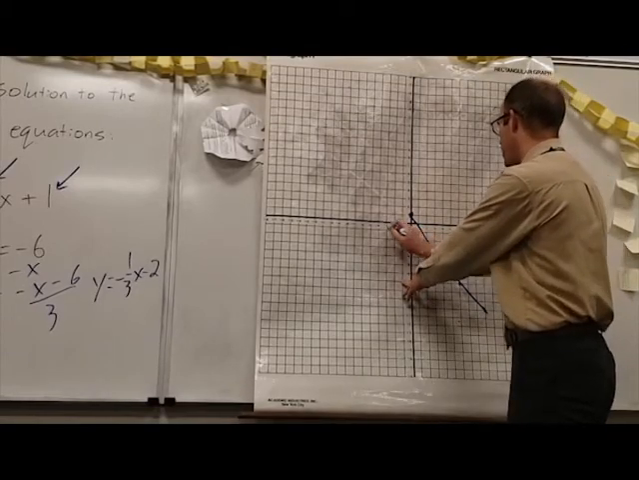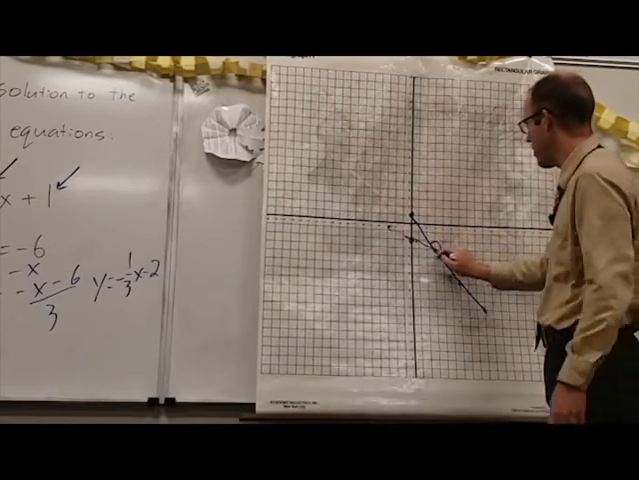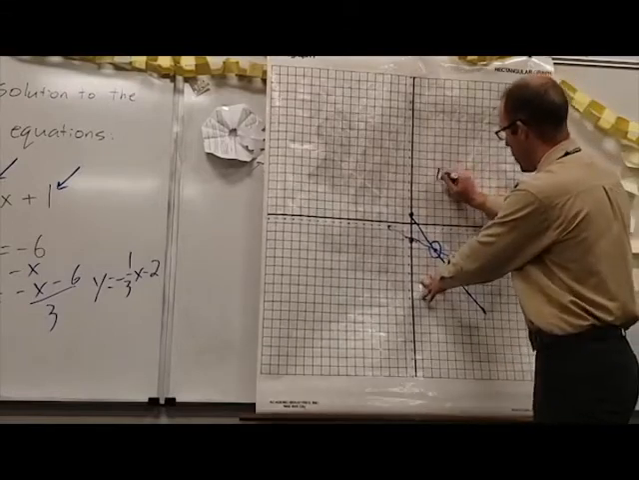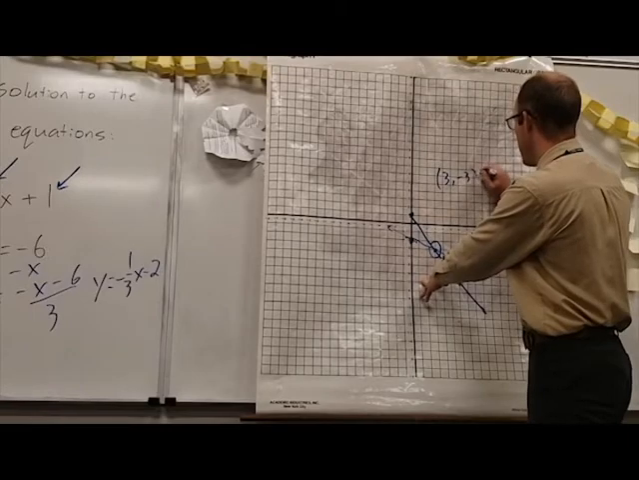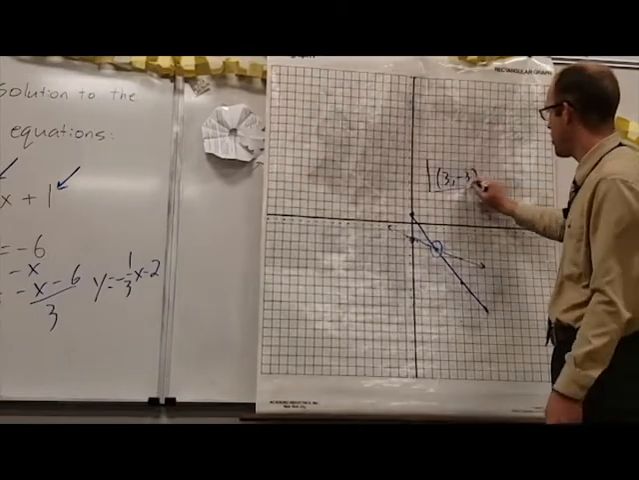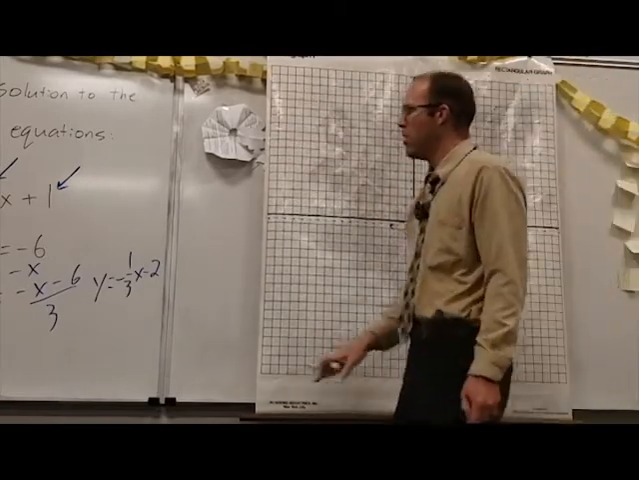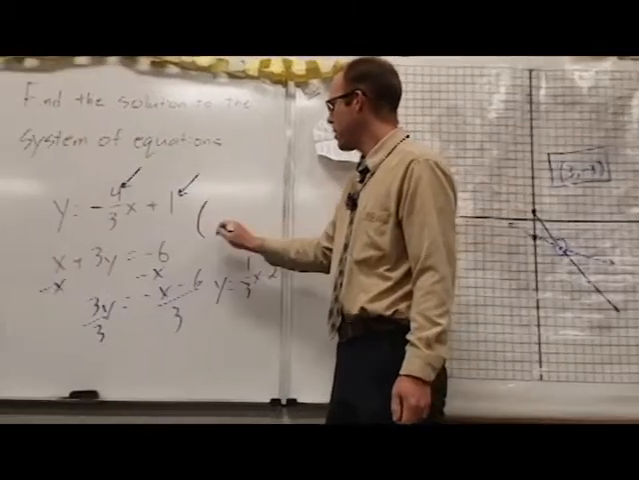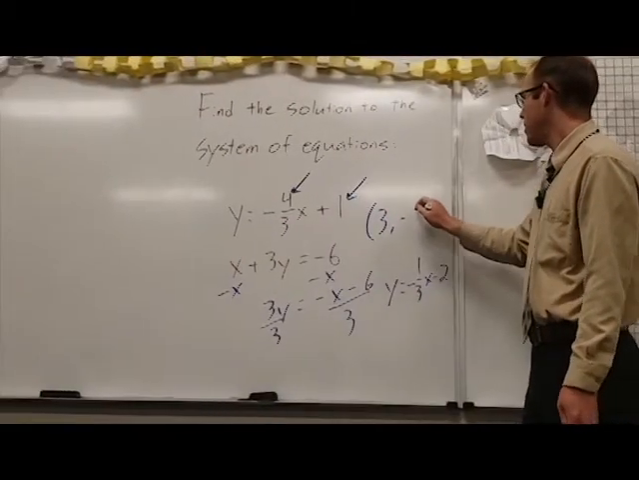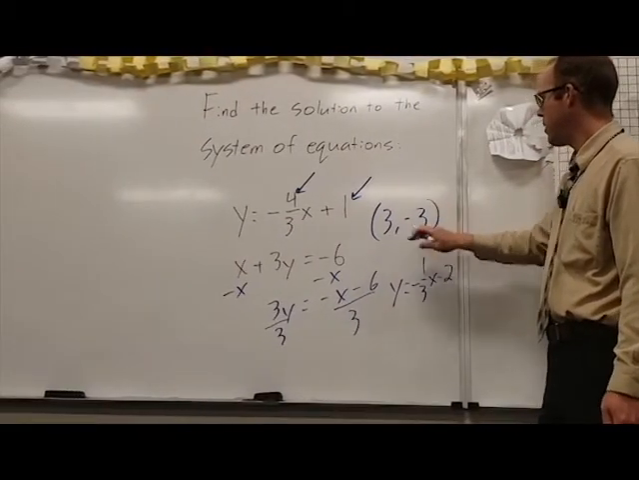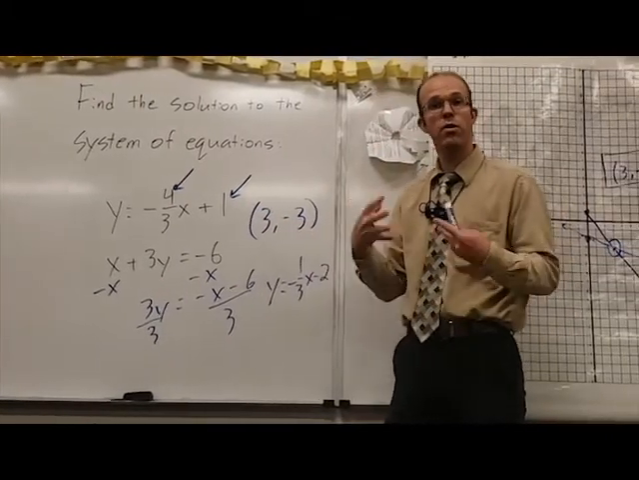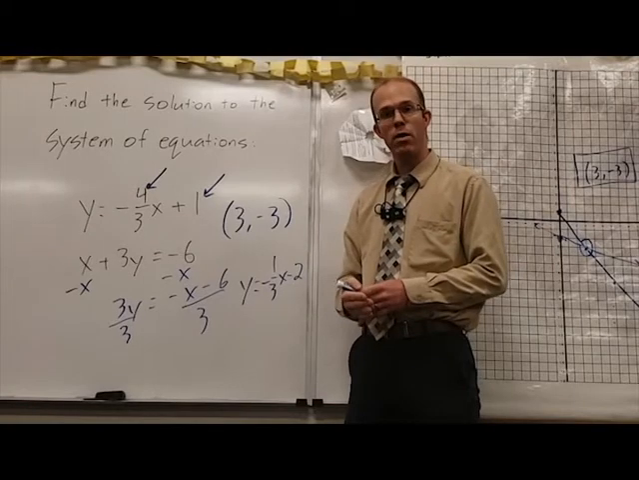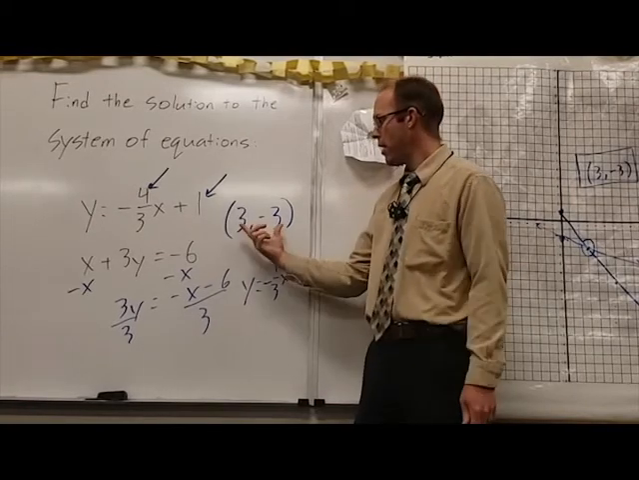So we have found our intersection point. It's right here. The coordinates of that point are (3, -3). So that is our solution to this system of equations. So there is only one place where these intersect. It's at the point (3, -3). This is our solution to the system of equations. So take the equations, graph them, find where they intersect or cross, and that will be your solution.